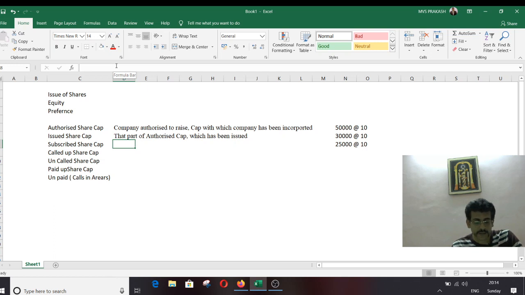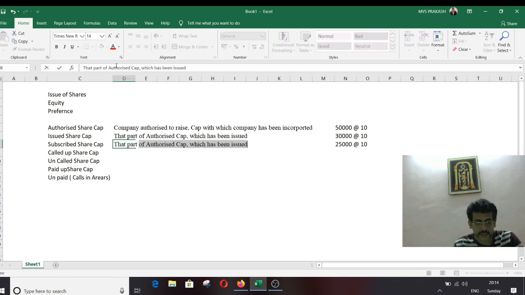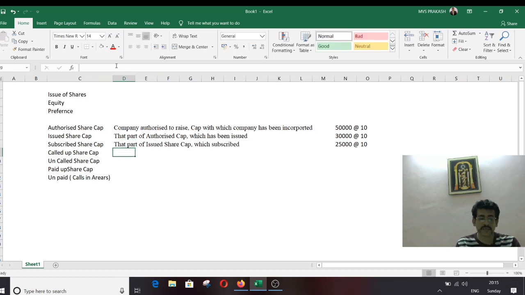So subscribed share capital is that part of the issued share capital which was subscribed and accepted. Then my total subscribed share capital is 25,000 into 10, so 2,50,000 is the money I should receive.